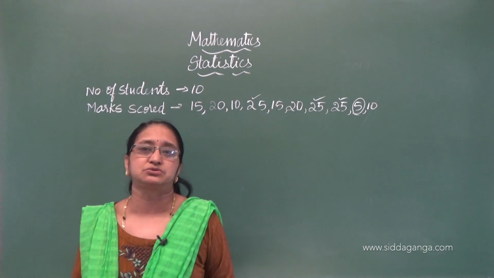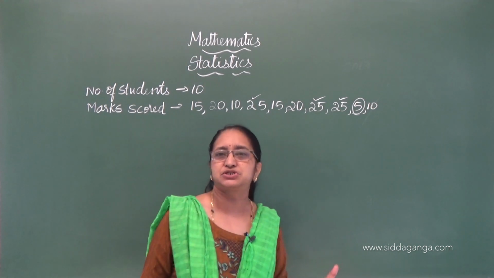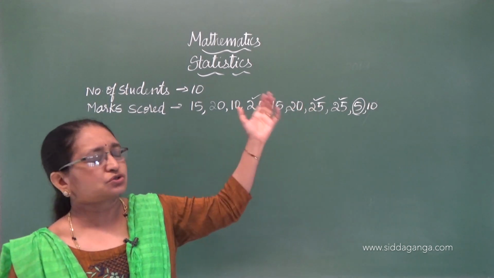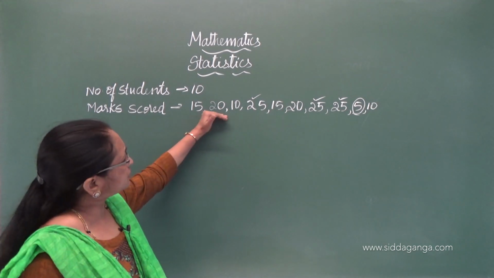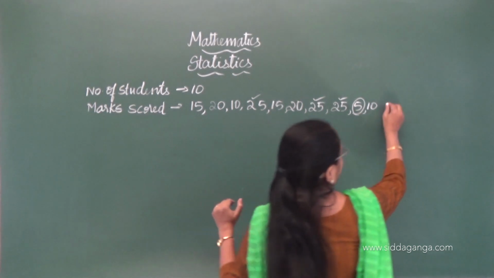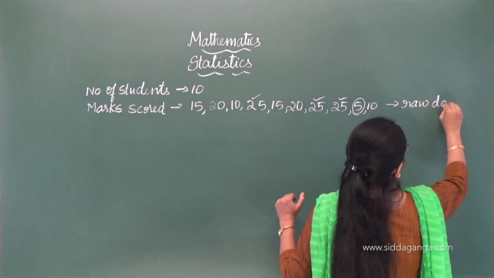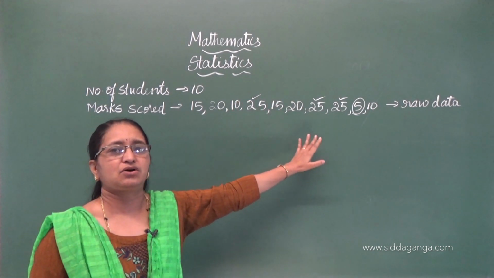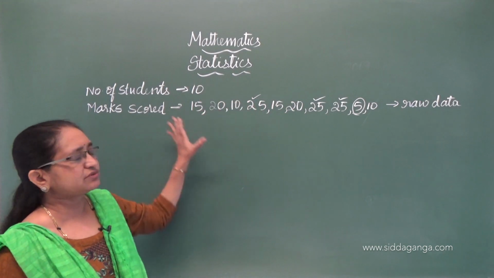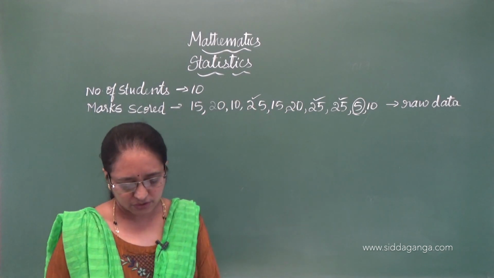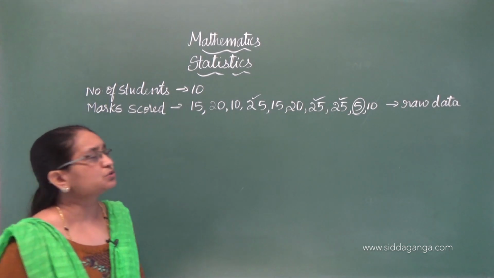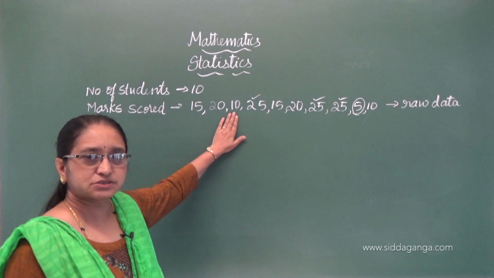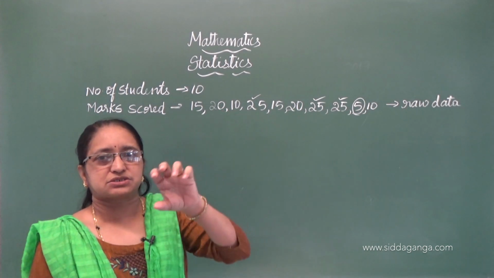Suppose it is 100 students, is it possible for the teacher to find out easily with this data? Definitely no. Understood? This collection of data without arranging in any order is called raw data. Just now I told you about raw data, isn't it? Raw data means without any organized way, I have not done anything. Just a collection of data is raw data, or we can also call it ungrouped data. It is not in an organized way.